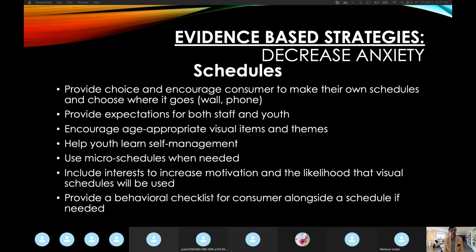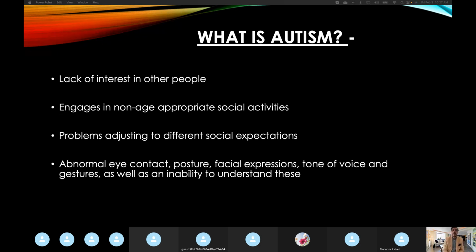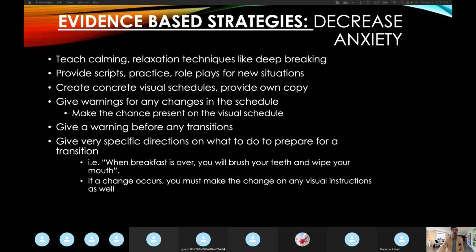So that's confusing. Schedules provide choice and encourage the consumer to make their own schedules and choose where it goes, wall, phone. So this is some kind of help that you can give. We will try to cover it again once I'm back with it. And I have mentioned this: decrease anxiety in autistic children.